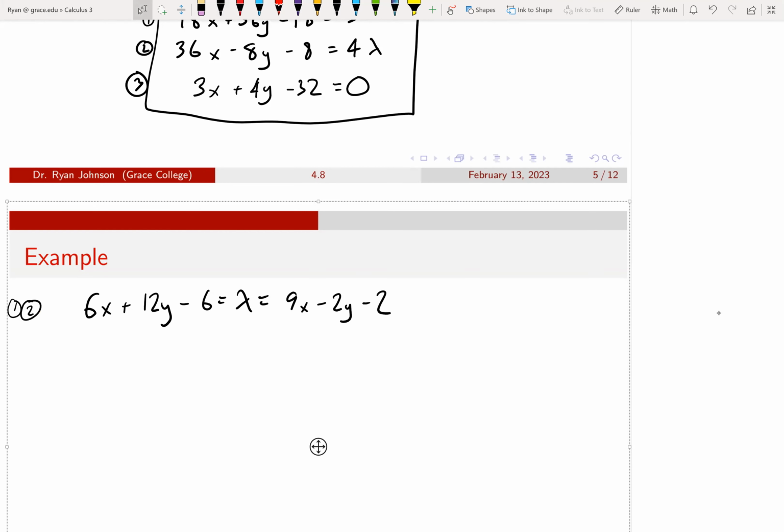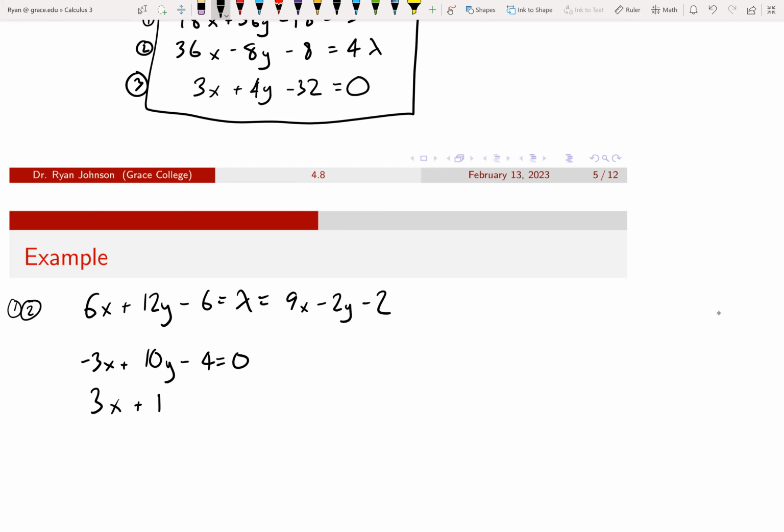So that means let's simplify. Let's move our x's to one side and our y's to one side. Let's move everything to the left side, just like equation 3. So we subtract 9x over and I get negative 3x. Add the 2y to both sides and I get 10y. Then I got a minus 6 here, a minus 2 there, so add 2 to both sides, I get minus 4 equals 0. And then equation 3 is still true: 3x plus 4y minus 32 equals 0.